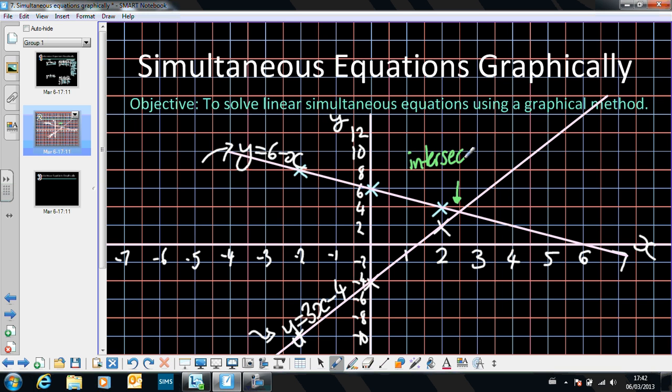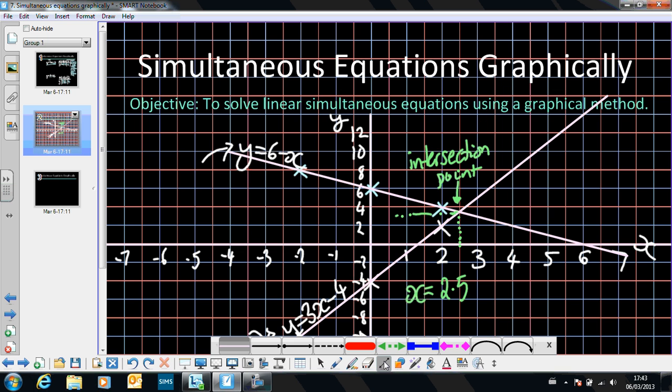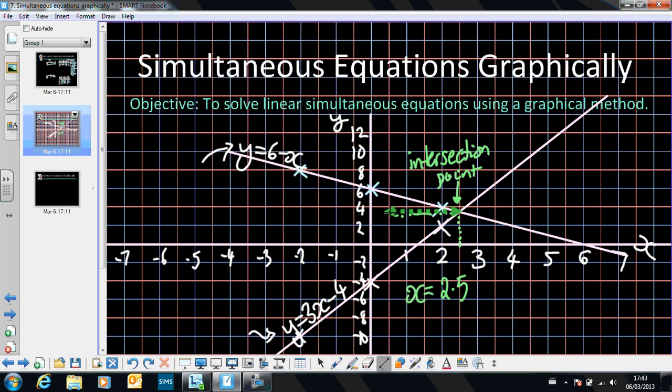And just like when you were solving them algebraically, I want a value for x and a value for y. Well, what's the value for x? It looks to me like the value for x here is 2.5. And the value for y, let's get a straight line on that. Let's see what colour straight lines I've got. Nice green one. So there's the value for x. Value for y looks to be close to 3.5 maybe.